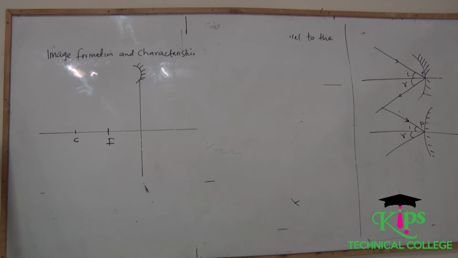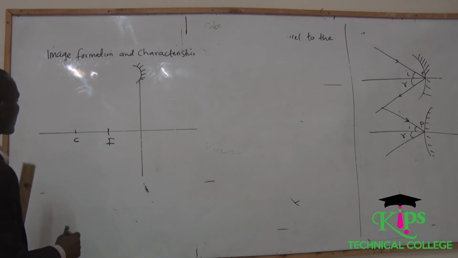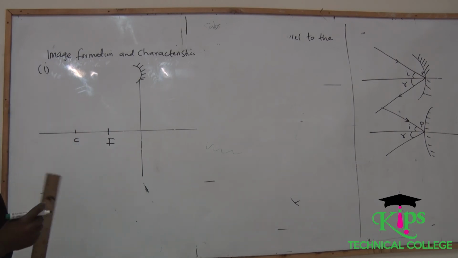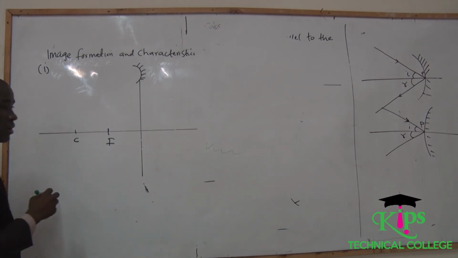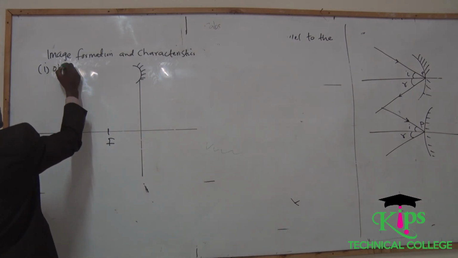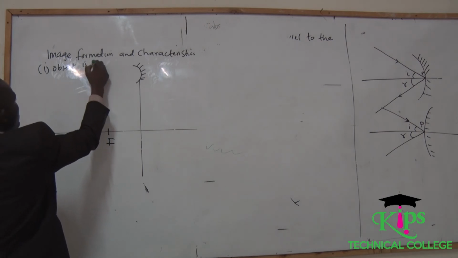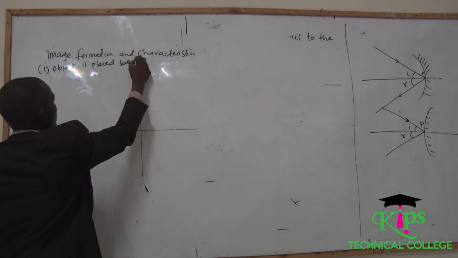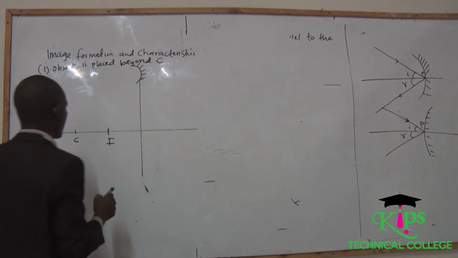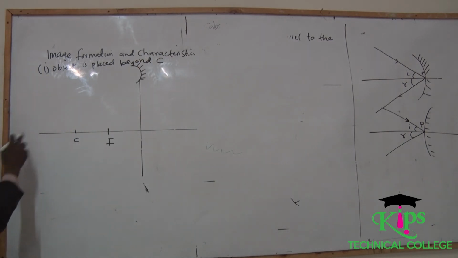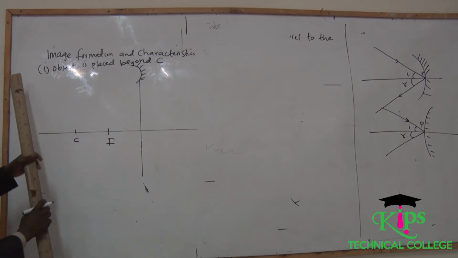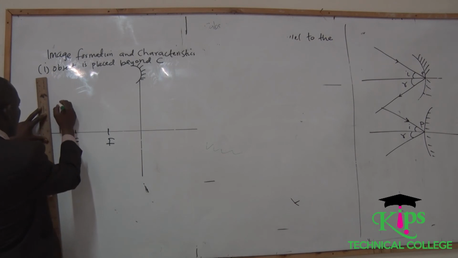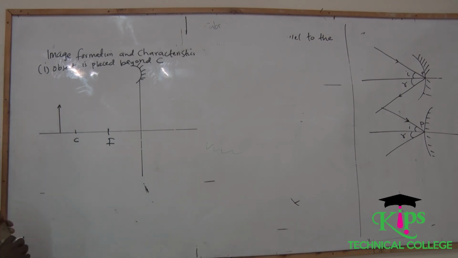We want to begin by putting the object, so you can say Roman number 1, when the object is placed beyond C. When the object is beyond C, we want to see what is going to happen. Let us say our object is here and see what is going to happen.